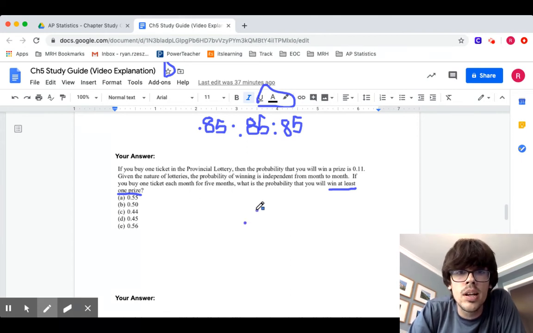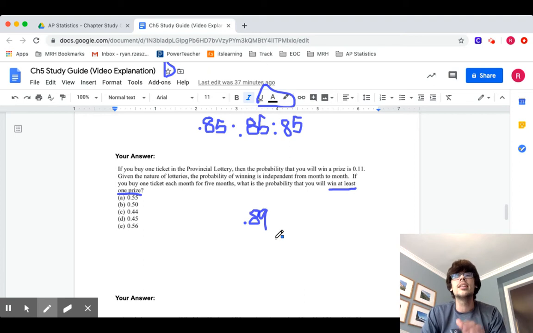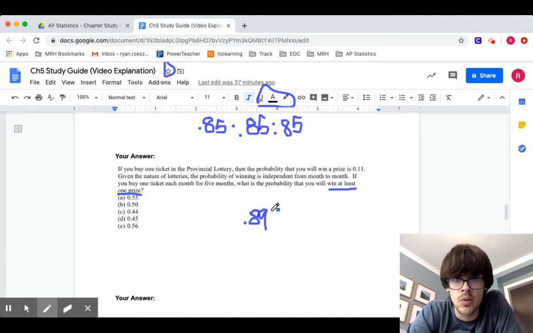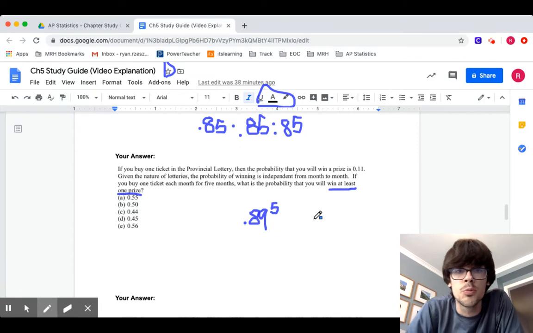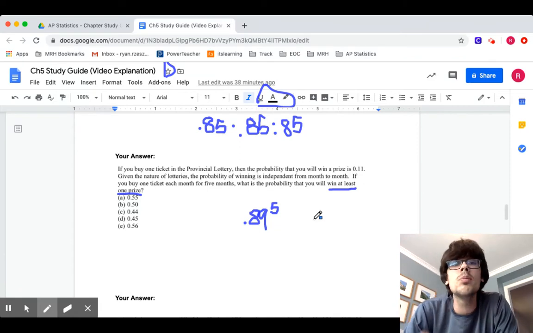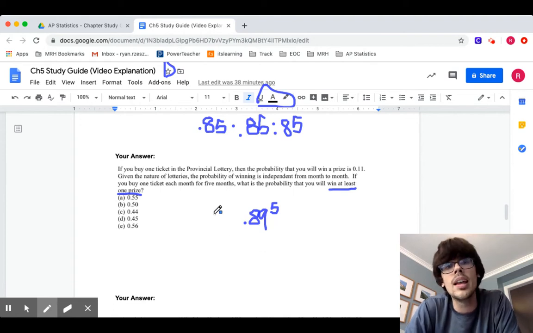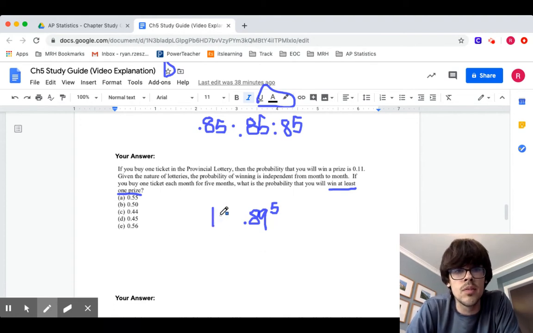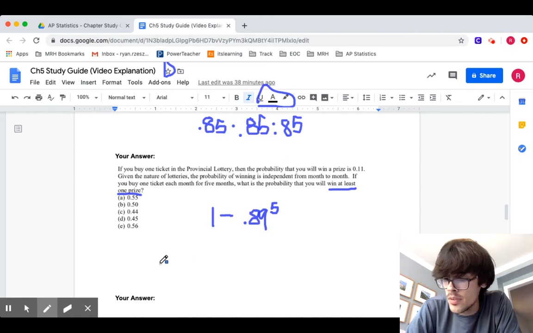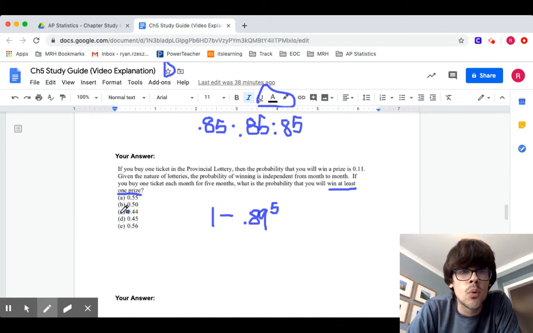So if me winning a prize is 11%, me not getting a prize is 89%. I would need to not get prizes 5 months in a row. So I can just do a fifth power instead of multiplying it out like last time. So that would be the probability of me not winning any prizes. But I want at least one prize, which is the complement of that. If you do a 1 minus on this guy, that equals about 0.441, which is choice C.